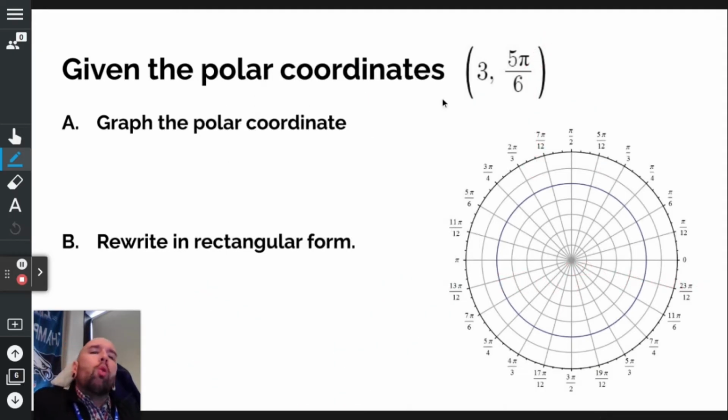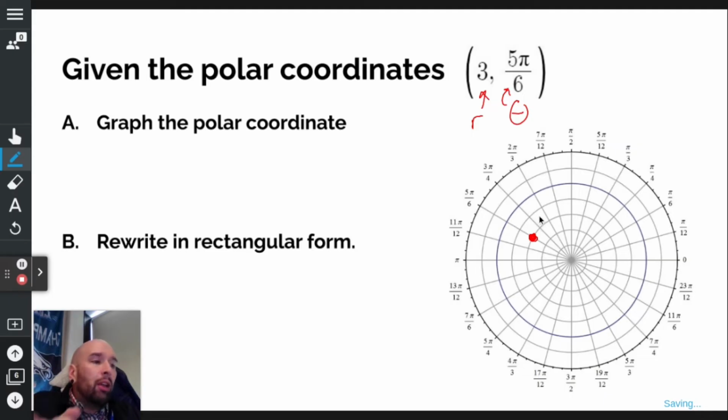Given the polar coordinate 3, 5 pi over 6, graph the polar coordinate. Easy. 3 is your magnitude. 3 is how far away from the pole, 0, 0, you're going to put that dot. So 1, 2, 3, whatever. 5 pi over 6 is going to be the direction that you do that in. So let's locate 5 pi over 6, and let's count out 1, 2, 3, and that's how you graph that.